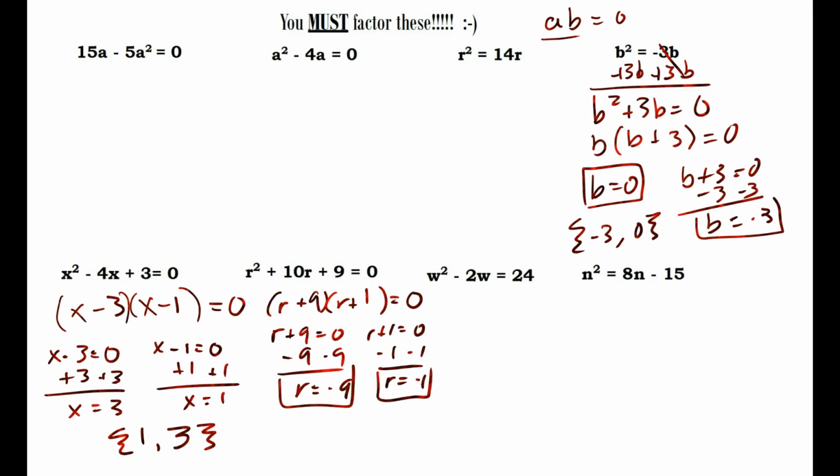Okay? And then we come over here. Well, we don't have this equal to 0, so we have to put it equal to 0 in order to use the zero product property rule. Okay, so we need to subtract 24 from both sides. Subtract 24 from both sides. Now we have me running out of room. W squared minus 2w minus 24 is equal to 0.